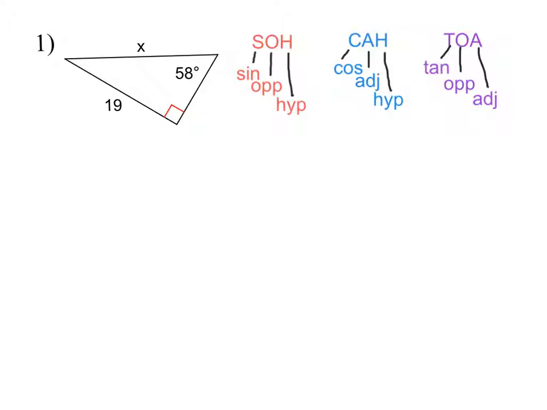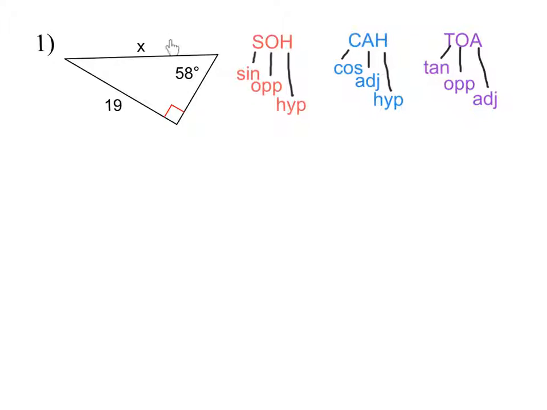So recall that SOH CAH TOA identifies our trigonometric ratios. SOH is sine: opposite over hypotenuse, CAH is cosine: adjacent over hypotenuse, and TOA is tangent: opposite over adjacent.